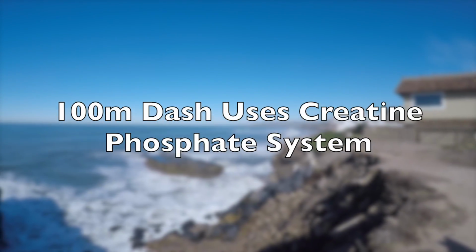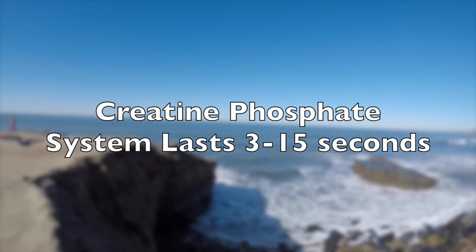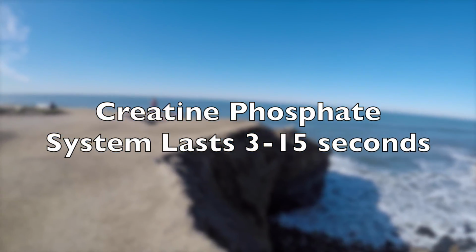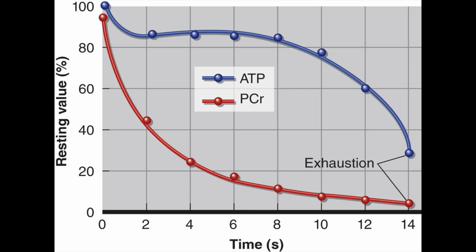A 100-meter sprint takes anywhere from 9 to 15 seconds, depending on who we are. During a race like this, we are using the creatine phosphate system, which lasts approximately 3 to 15 seconds. This energy system utilizes ATP recycling.